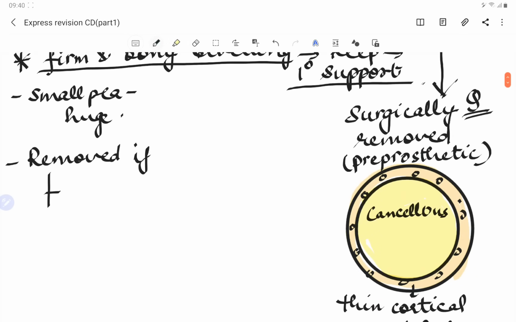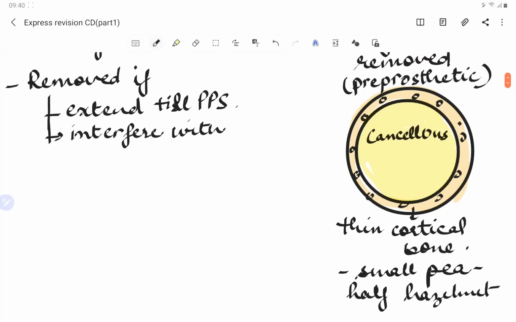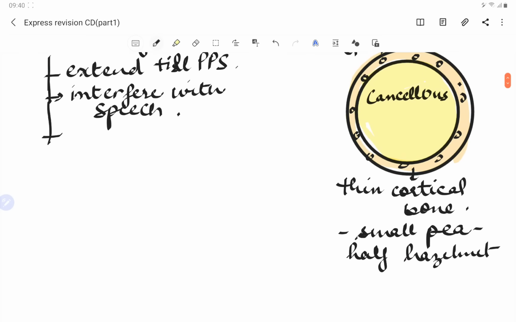if it is extending till the PPS, posterior palatal seal area, or if it is interfering with the speech, or if it is causing poor denture stability.